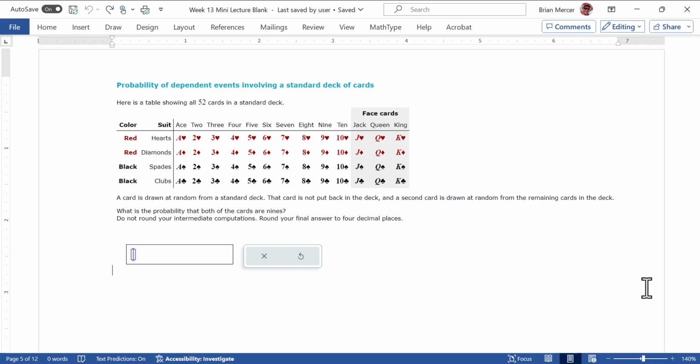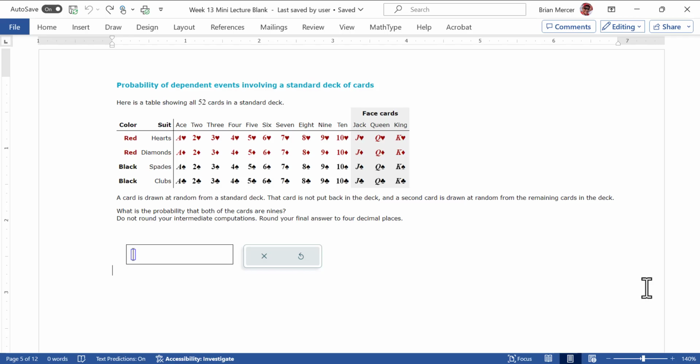The question here says a card is drawn at random from a standard deck. The card is not put back in the deck, and a second card is drawn at random from the remaining cards in the deck. What is the probability that both of the cards are 9s? We don't round intermediate computations, and we round our final answer to 4 decimal places.